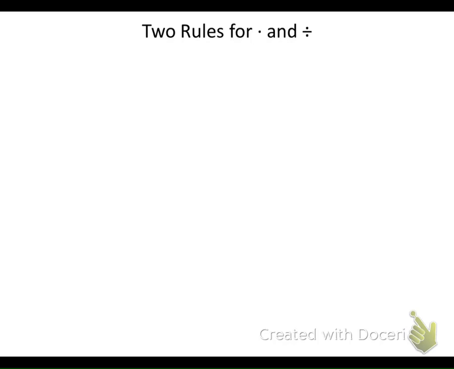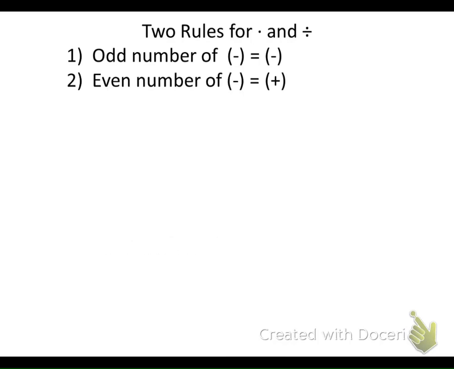Okay, so there's basically two rules for multiplying and dividing. Pretty much only two rules, and it has to do with how many negatives you have. The first rule is if there's an odd number of negatives, you get a negative. That means if you have one negative in the problem, or 3 negatives, or 5 negatives, or so on, you get a negative answer, whether you're multiplying or dividing. The second rule is that if you have an even number of negatives, you get a positive answer.